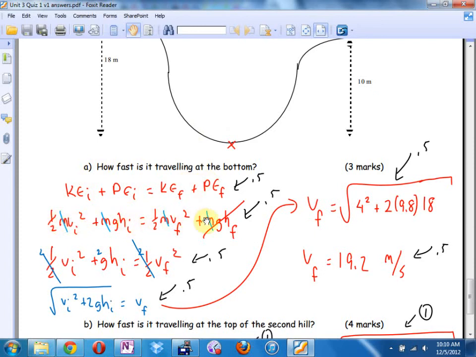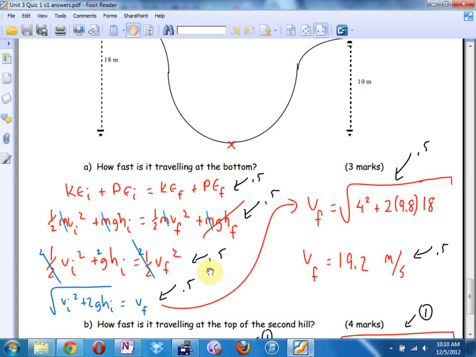I crossed out the masses. Sadly, not much was 0. Well, your final potential was 0. I multiplied everything by 2. When I did that, the 1/2 canceled. Oh, but the 2 does stay in front of the gh. In fact, what you end up with is vf squared equals vi squared plus 2ad, where a is 9.8 and d is the height, square root, and I ended up with 19.2 meters per second. Now, if you got the right answer, you get 3 out of 3, but if you got the wrong answer, this is what I would look for for part marks.